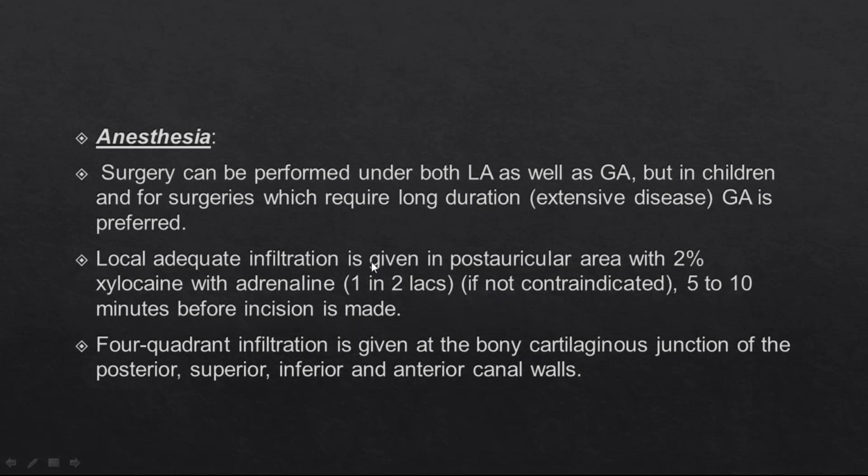For local anesthesia, you should give adequate infiltration in the post-auricular area with 2% xylocaine and adrenaline. If there is no hypertension, you can go ahead with xylocaine and adrenaline 5 to 10 minutes before the incision is made. So how much to give: if you are giving adrenaline, it is 7 milligram per kg body weight, and if you are giving plain xylocaine, it is 5 milligram per kg body weight.